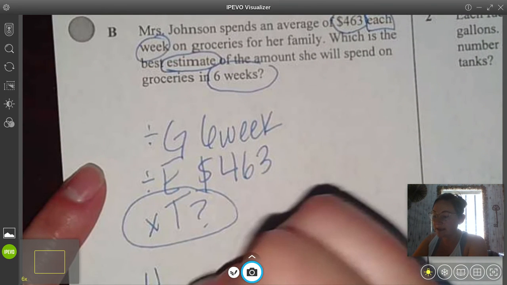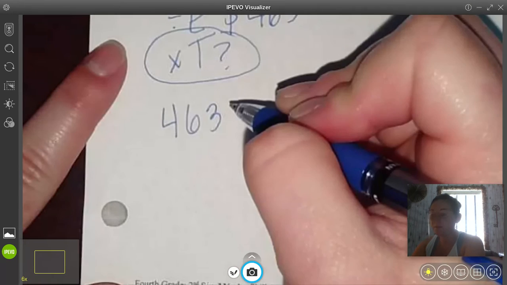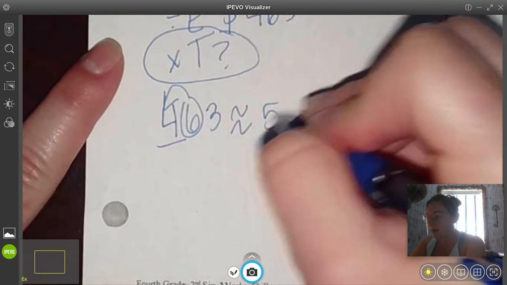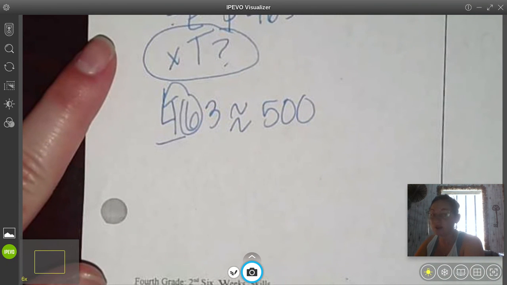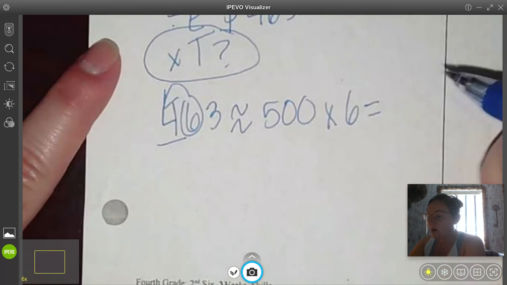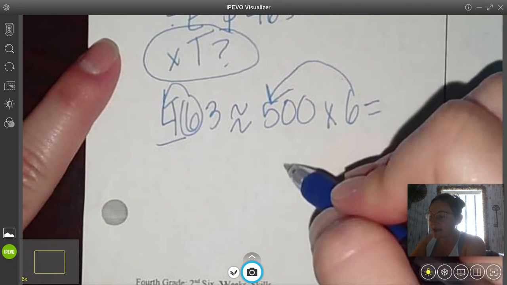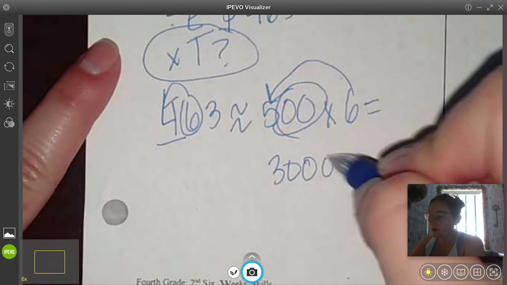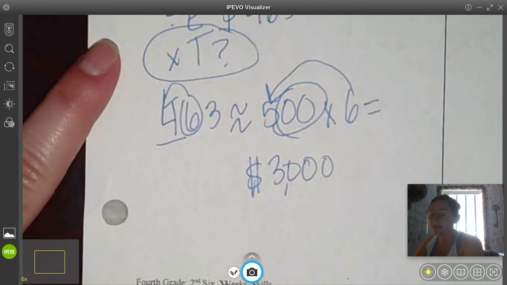So 463 is about 5 or more, add 1 more. So it's closest to 500 than 400. And then we're going to times that by 6 weeks. Well, 6 times 5 is 30. And how many eggs are we going to lay? 2. Wow, she spends a lot of money on groceries, so she spends $3,000.